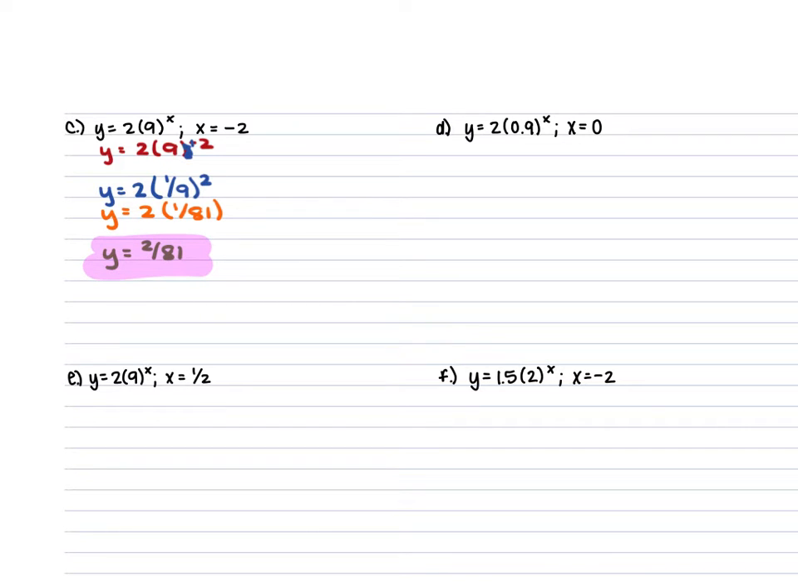For D, we have y is equal to 2 times 0.9 to the power of x, where x is 0. Now with this one, I'm not going to worry about turning that decimal into a fraction because my power on it is 0. And anything raised to the power of 0 is automatically 1. So this y is equal to 2 times 0.9 to the power of 0. This all becomes a 1, so we're just doing y is equal to 2 times 1, which is just y is equal to 2.